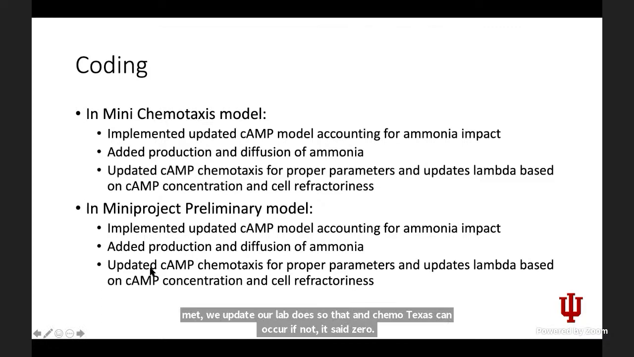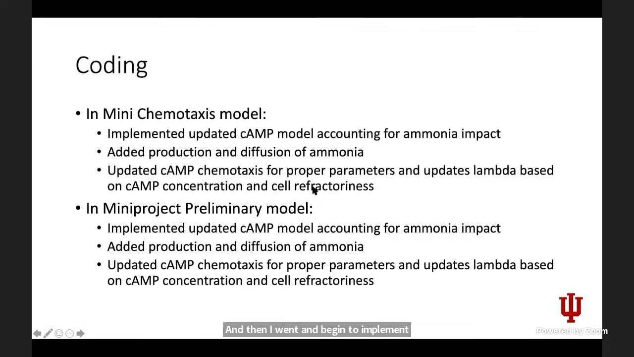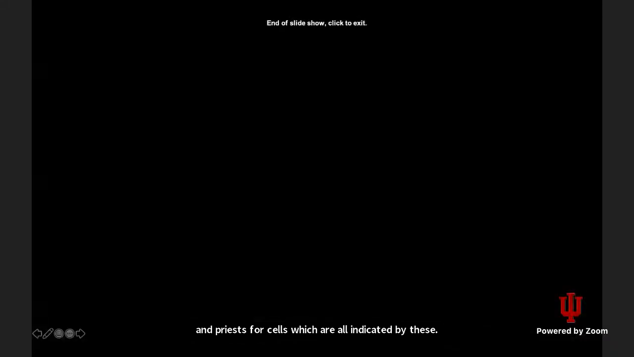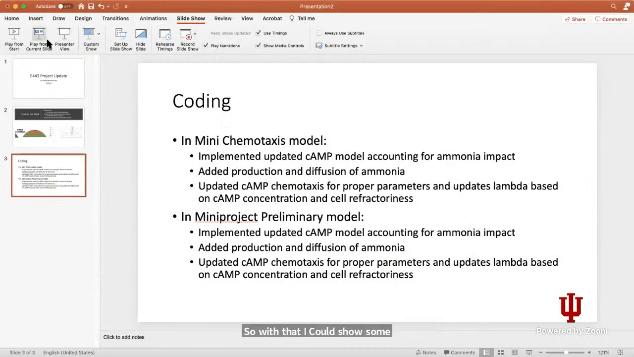Then I began transferring this code over to my mini project preliminary model, replacing my basic oscillatory and relay cell types with the pre-stalk A, pre-stalk O, and pre-spore cells, which are all affected by the cyclic AMP and ammonia. With that, I could show some code now if that's something you'd want to see.